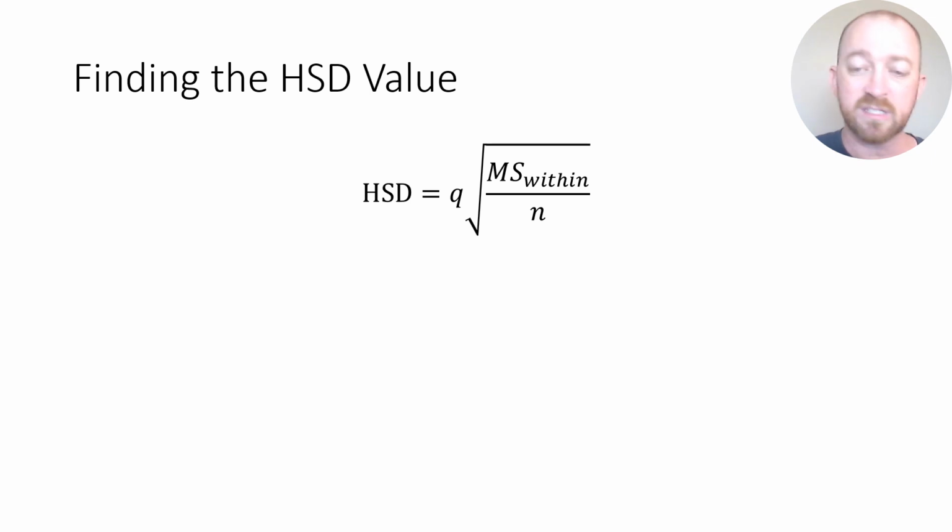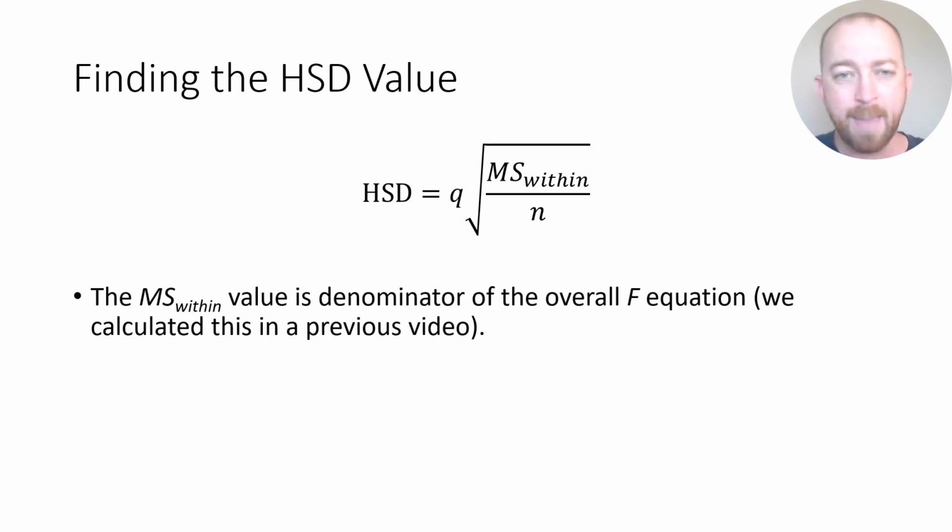It looks just like this, relatively simple, not a whole lot going on here. Let's talk about each of these elements. We haven't covered them explicitly except for the little n here. So the MS within thing right there refers to the mean squares from the within groups variance. All that is the denominator.